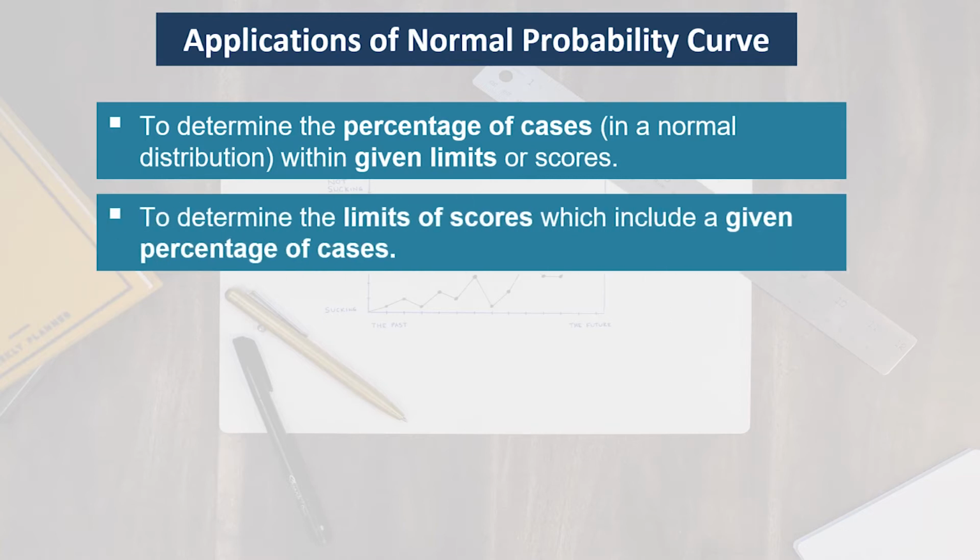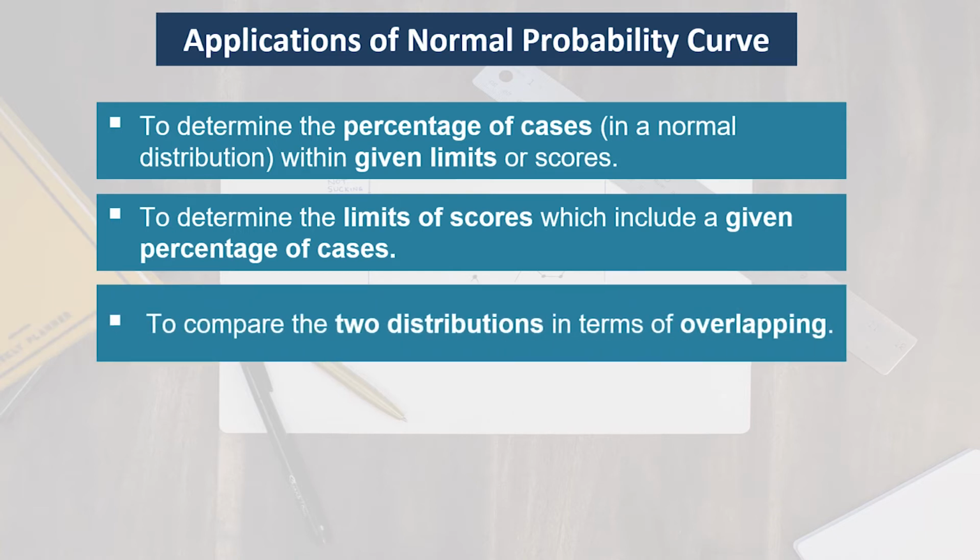The second application is to determine the limits of scores which include a given percentage of the cases. Here it is just the opposite of the first application. Here the percentage is given, and you have to find out the limits. A definite percentage will be given, and the question will be asked: between what limits will that percentage of cases come? So that also we will discuss.